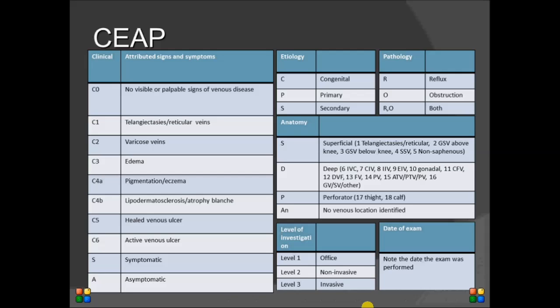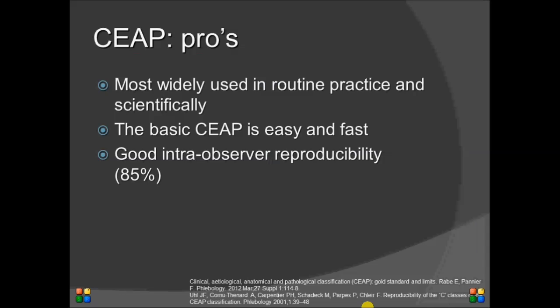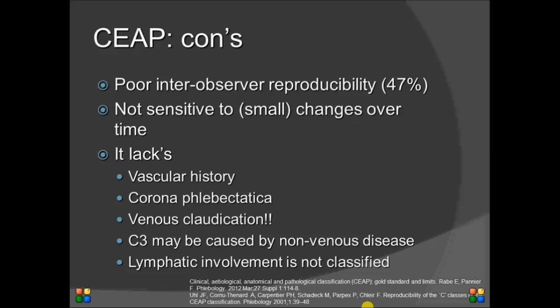I won't go into detail because I don't have time, but the pro of the CEAP is that it's widely used on a routine basis and also scientifically, and it's easy and fast to use. The con is that you have a poor inter-observer reproducibility, and it's non-sensitive to small changes. If you have C5, whatever you do as a treatment, the patient can be very happy and the quality of life can increase, but it stays as C5.